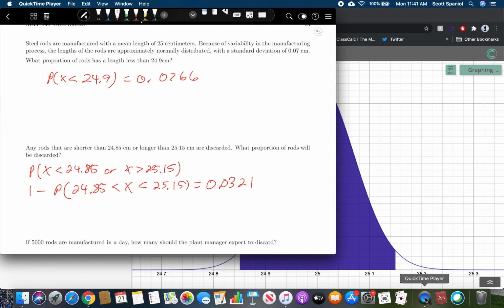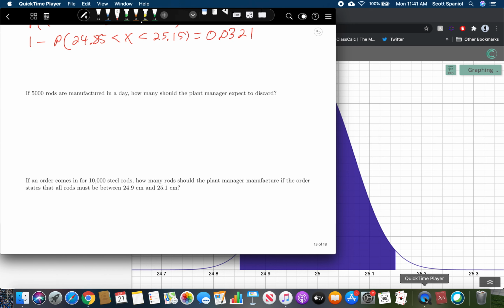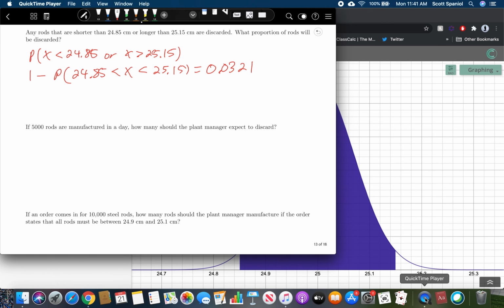Okay, so those first few problems were pretty straightforward. These other two may have been more challenging. This asks you to expand beyond what we just did. If 5,000 rods are manufactured in a day, how many should the plant manager expect to discard? Well, if 5,000 are made and this proportion are discarded, we can just multiply those: 5,000 times 0.0321, which is 160.5, which we could round up to 161 rods. That is how many he should expect to discard in a day.